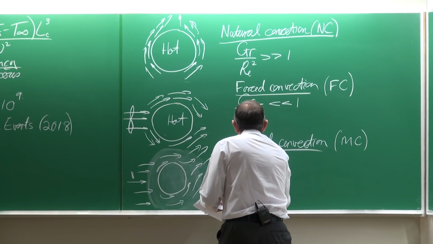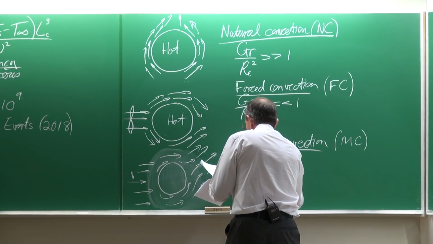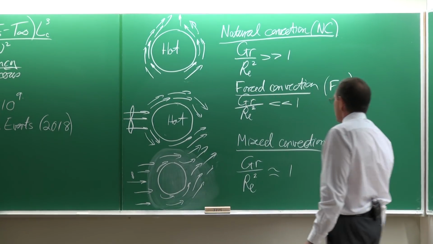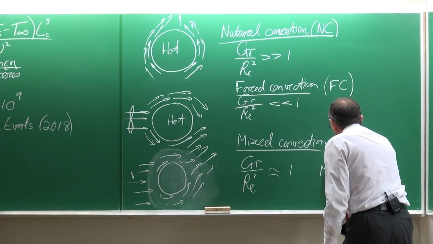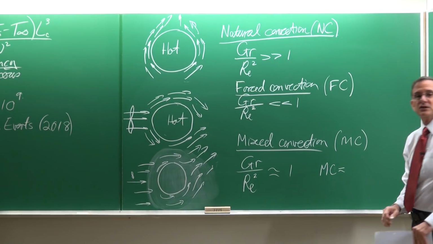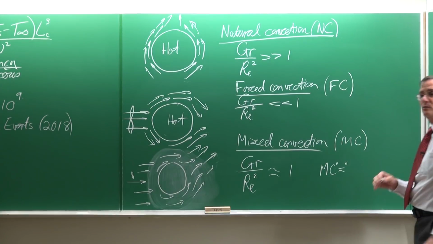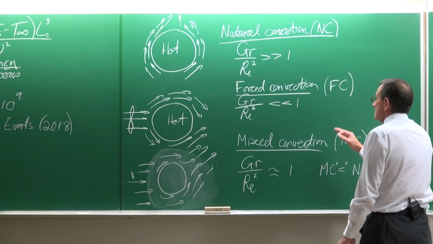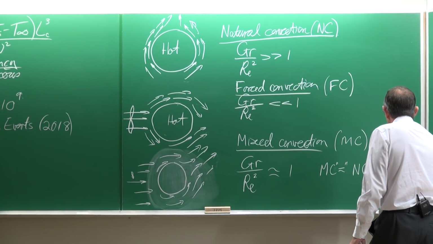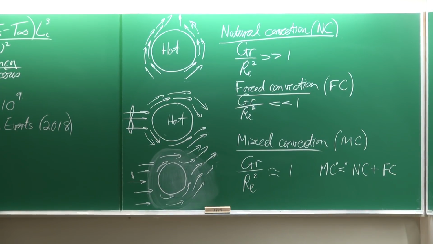And for this case, the Grashof number divided by the Reynolds number squared is of the order of magnitude of approximately 1. So mixed convection, it's not really an equal sign, but in principle mixed convection is equal to natural convection plus forced convection, where both of these terms, or any one of the two, are not negligible.